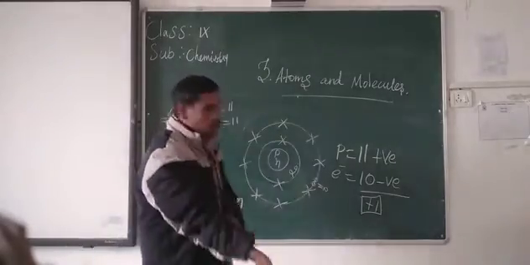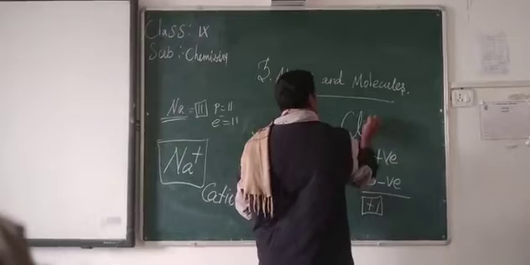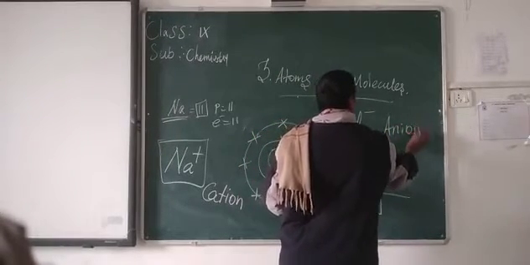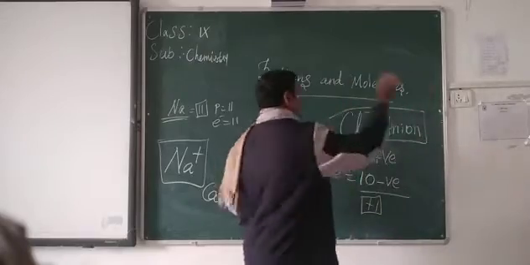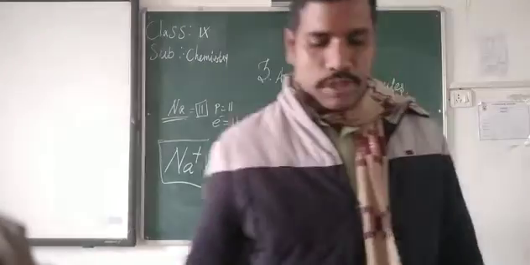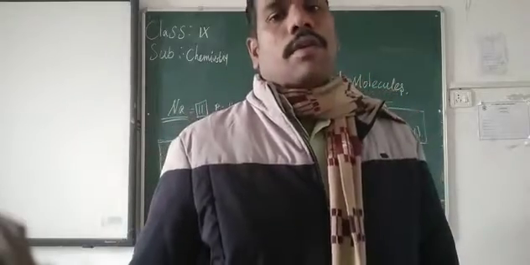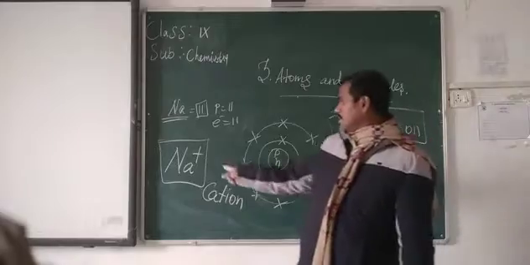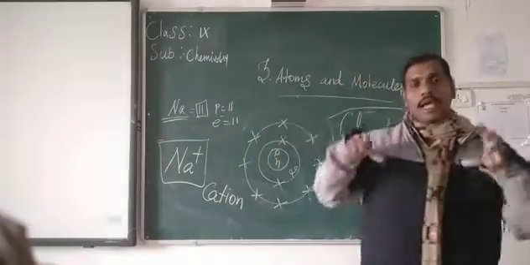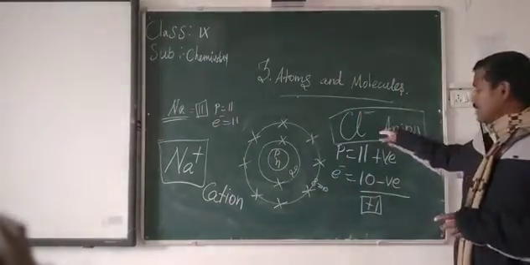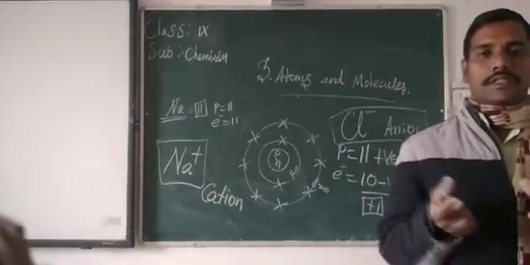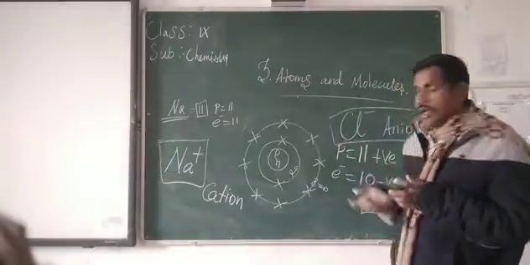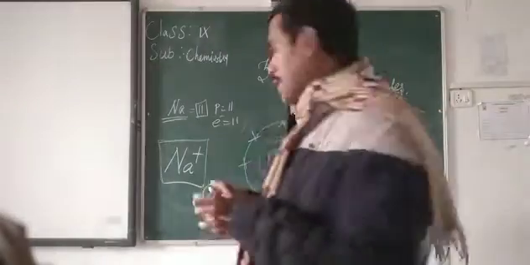In the same way, chlorine has a negative ion, which is called an anion. So this is the difference between the ions, cation and anion. Cation means they lose electrons. Anion means they gain electrons, gaining the negative charge of electrons. That is called an anion, for example chlorine.